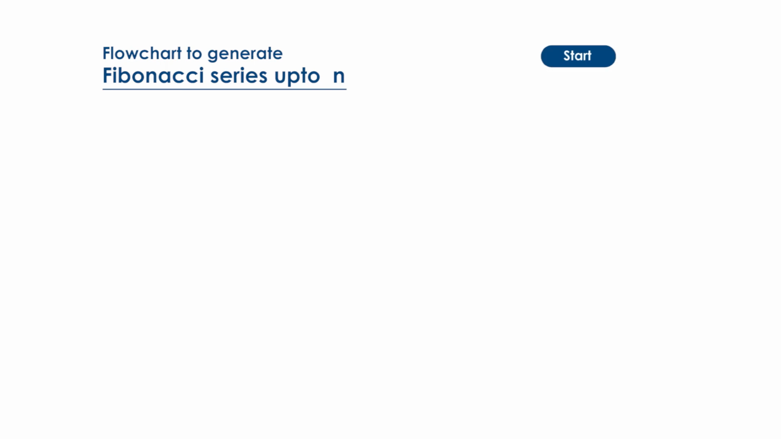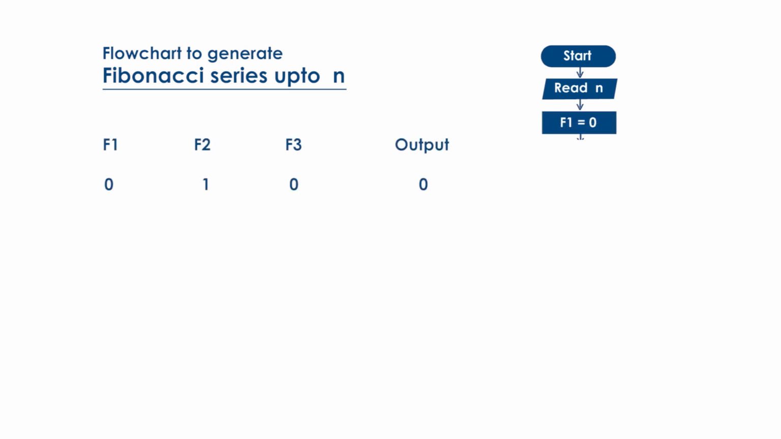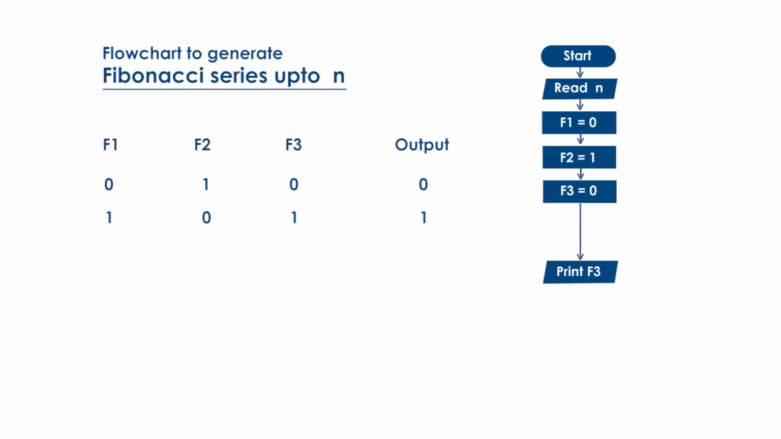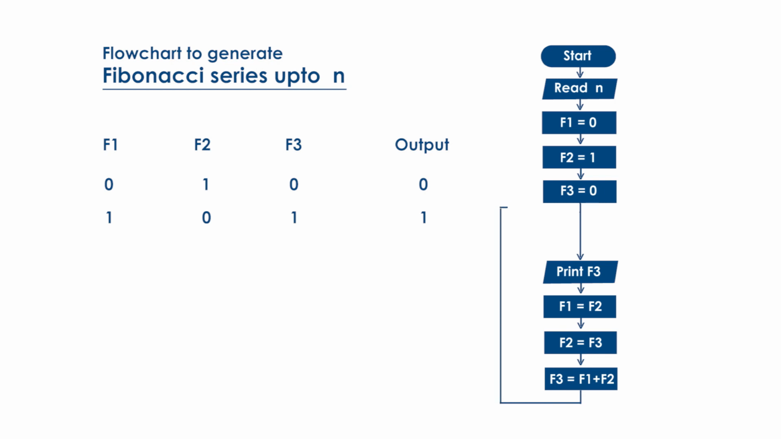Let us now convert this logic to a flowchart. Our objective is to generate Fibonacci series up to n, where n is the limit. We start. We do not know what is the value of n, so first read n. Then initialize f1 to 0, f2 to 1, f3 to 0, then print f3. Then copy f2 to f1, that is f1 equals f2. Copy f3 to f2, that is f2 equals f3. Add f1 and f2 and store the result in f3, that is f3 equals f1 plus f2. Again print f3. These steps are repeated to generate each Fibonacci number. So this forms a loop.